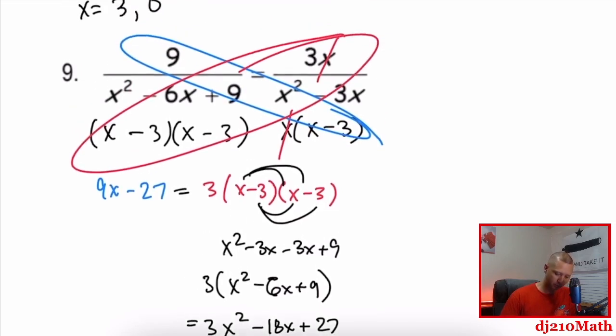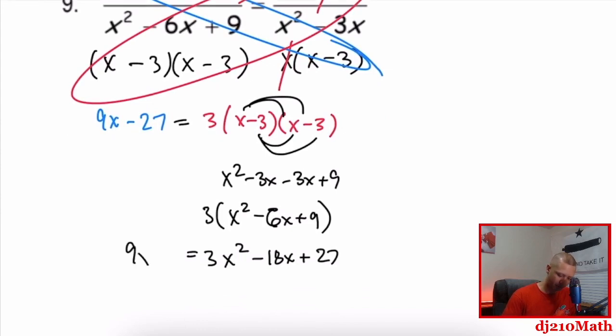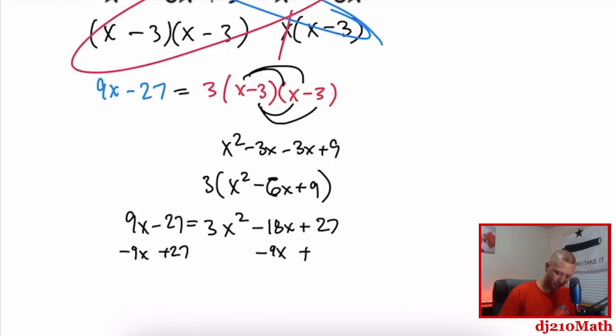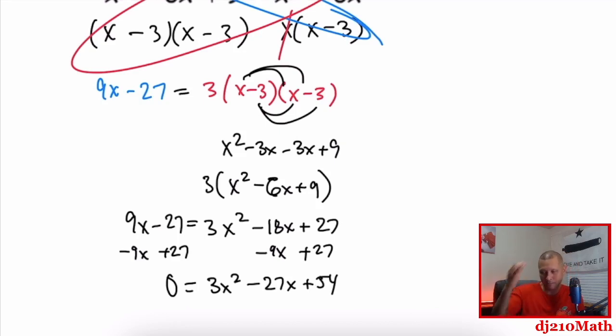And this is equal to 9x minus 27. I'm going to move everything towards the right. Move everything from the left to the right. So minus 9x plus 27. So 0 is equal to 3x squared minus 27x plus 54. Is that true? 54? 25 plus 4. Yeah.